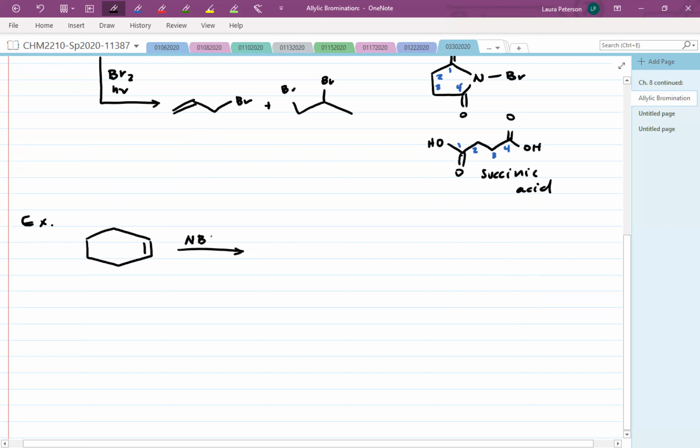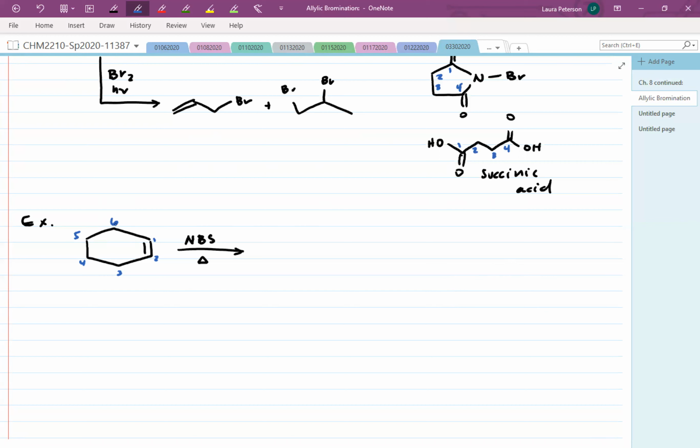Okay, so here we have NBS and we'll just use heat in this case. I want to go ahead and count the carbons in the ring so that I can talk about the two allylic positions. Which two carbons in the cyclohexene are the allylic positions? Hopefully you said carbon 3 and carbon 6. The next thing I want to ask is, are they the same or are they different? In other words, could you distinguish them from one another? Hopefully you said that carbon 3 and carbon 6 are the same.